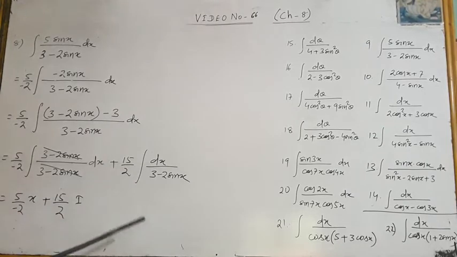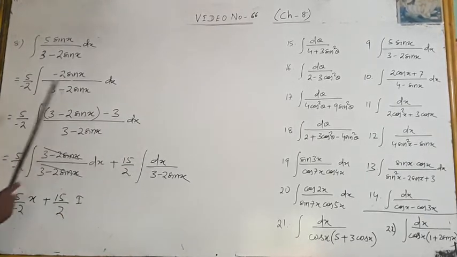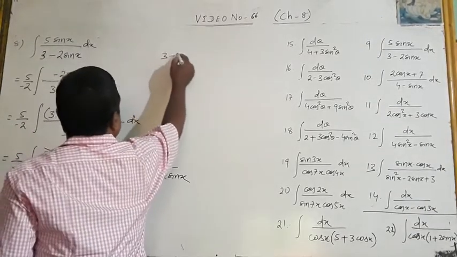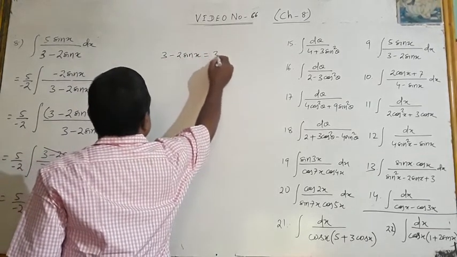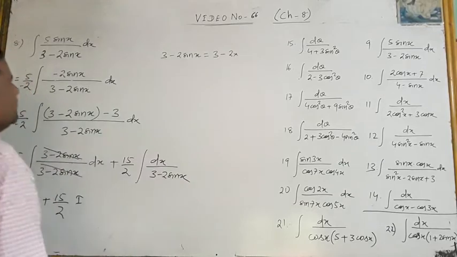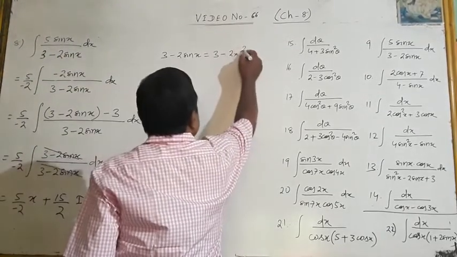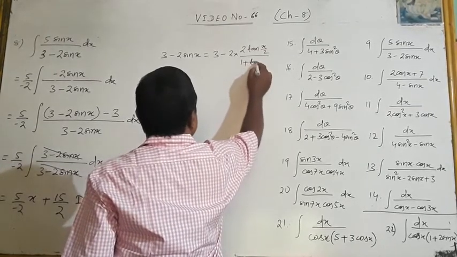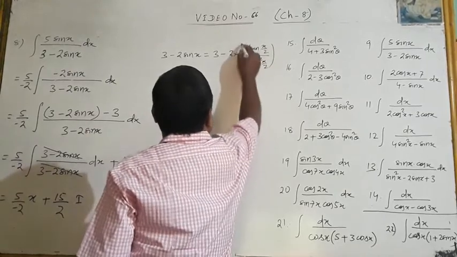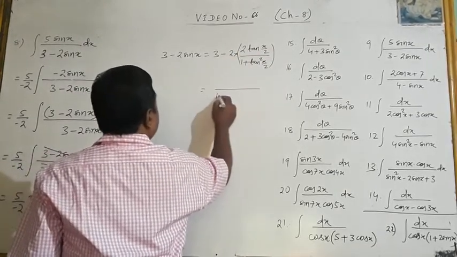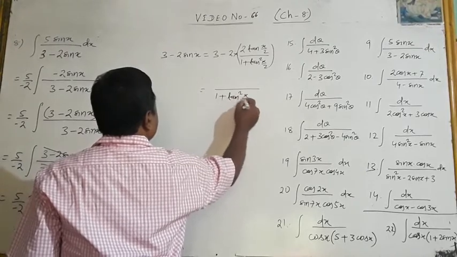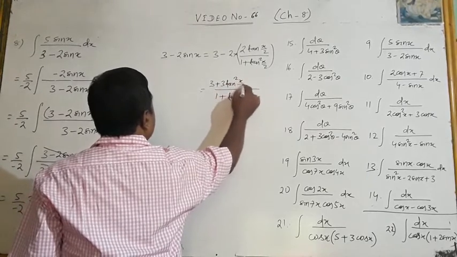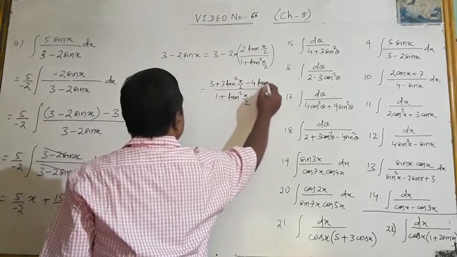What you have to do? Look there. First write 3 minus 2 sin x. Then I am doing 2 lines. 3 minus 2 sin x, it is 3 minus 2. What is in case of sin x? What you have to do? 2 tan x by 2 by 1 plus tan square x by 2. Okay, make one bracket here. Take LCM, 1 plus tan square x by 2. 3 plus 3 tan square x by 2 minus 4 tan x by 2.